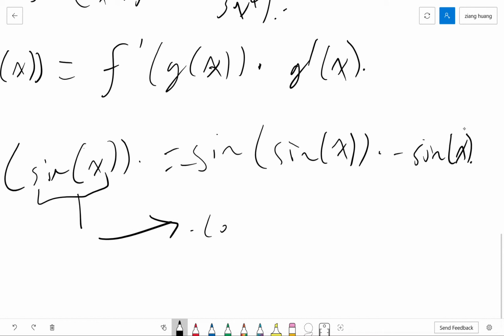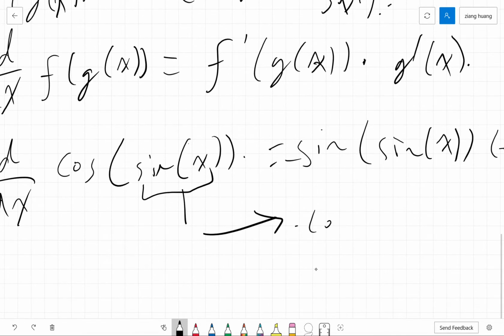Oops, sorry. This isn't negative sine of x, this is cosine of x. Let me erase this portion. This is simply cosine of x. So now, let me give you a visual representation.